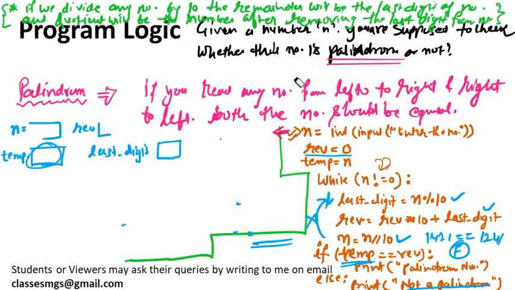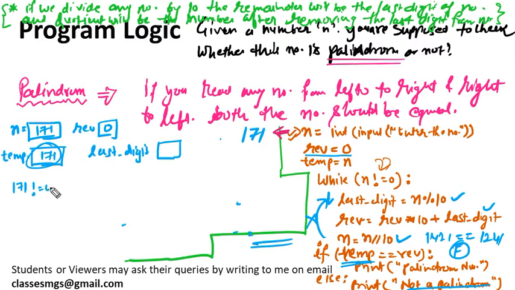Let's take some palindrome number and solve it. This time I am taking a 3-digit number, so the loop will not execute many times. Let's take the number 171 and check whether it is a palindrome number or not. So n is equal to 171, reverse will be 0 initially, and temp will be 171 only.